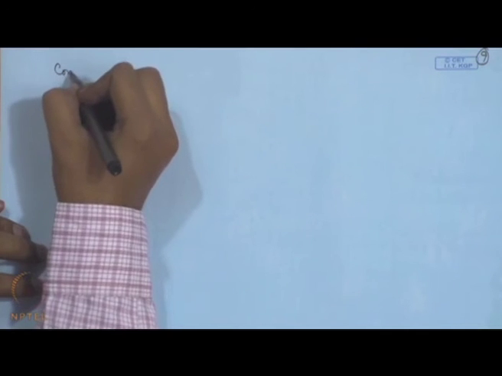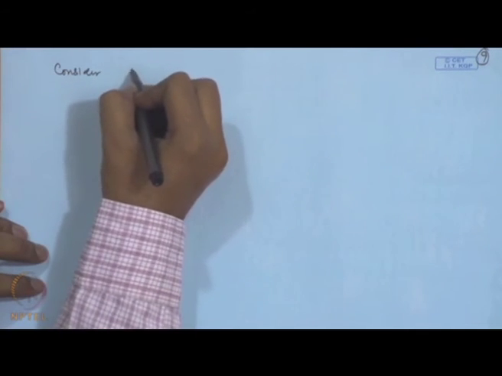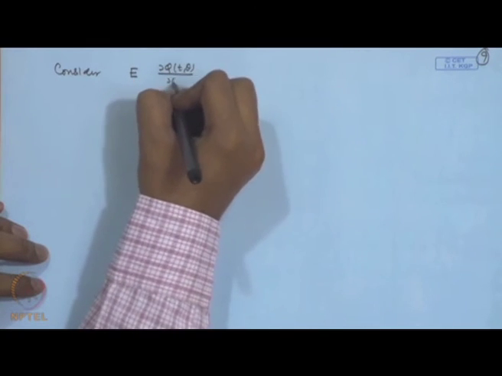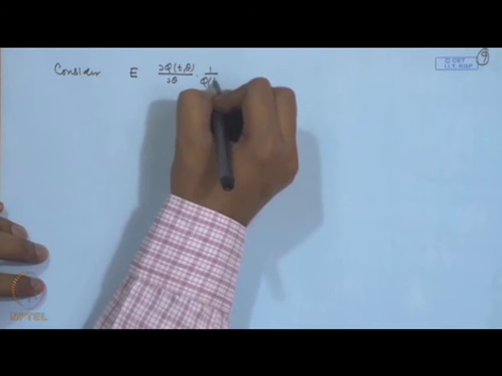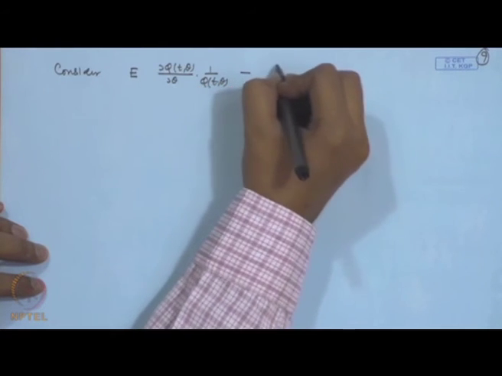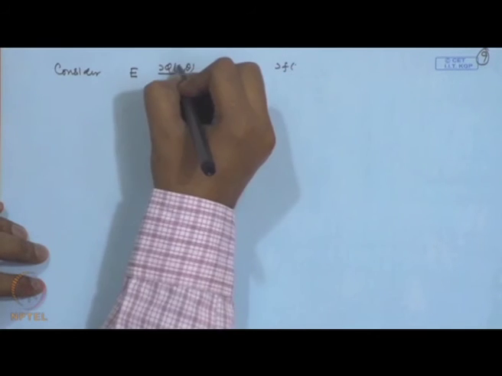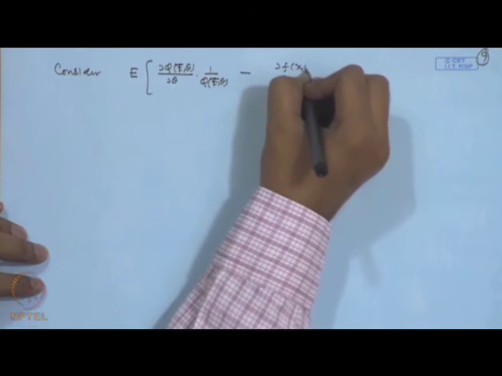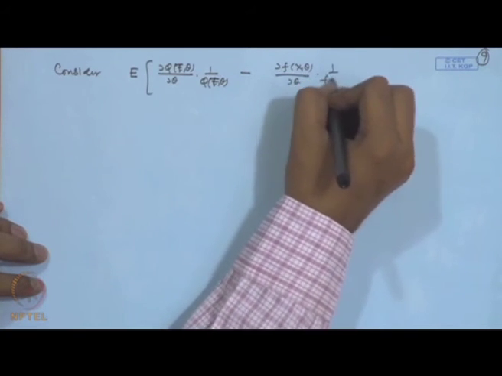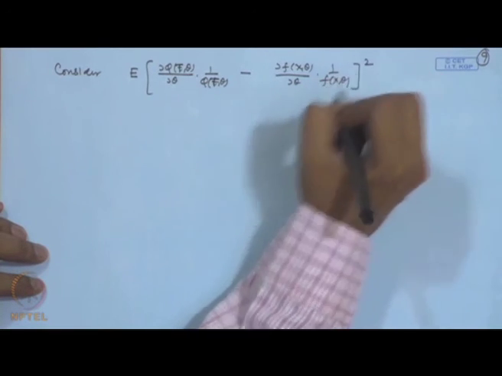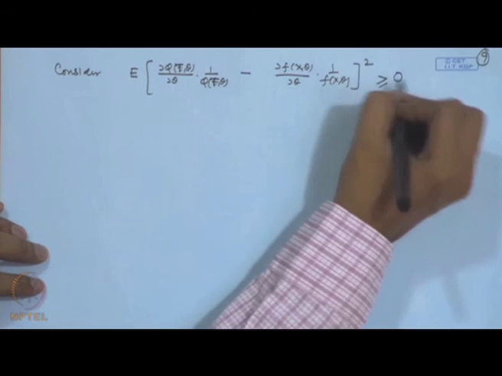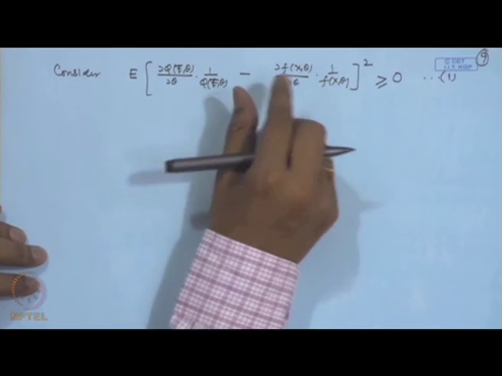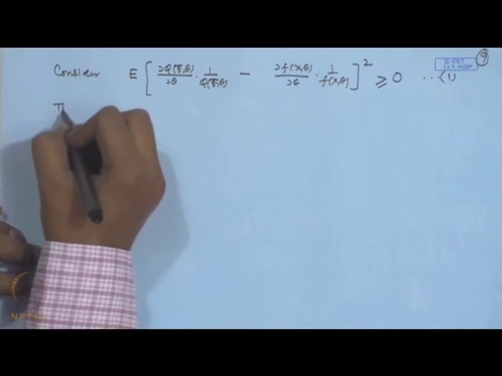So, consider here expectation of (∂φ/∂θ · 1/φ(T, θ) minus ∂ log f(X, θ)/∂θ) squared. This should be capital X here because we are considering expectation. This term is going to be greater than or equal to 0 because this is a perfect square term. Now, let us expand the left hand side.